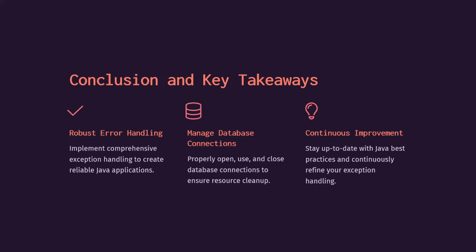So robust error handling, managing database connections, and continuous improvement are really important in writing database connection programs. By following these steps, you can provide a clear and informative Java database connection program. And I think you have understood how to make the connection with the database, how to close the connection, how to load the driver, and all.